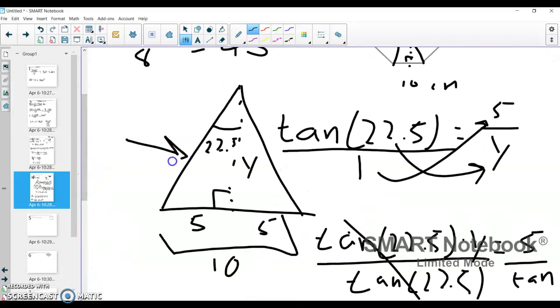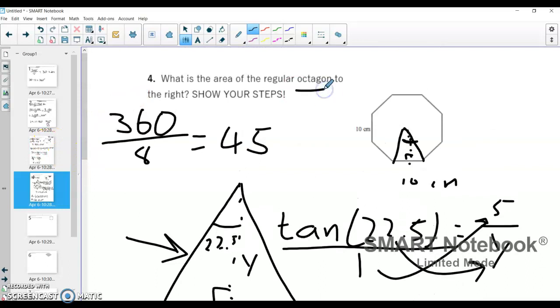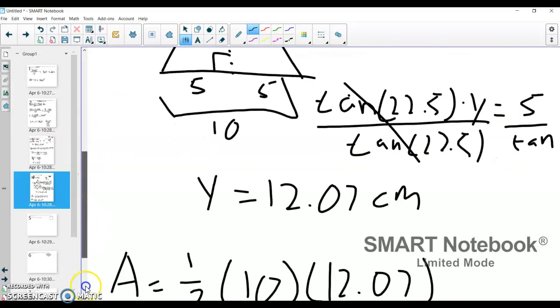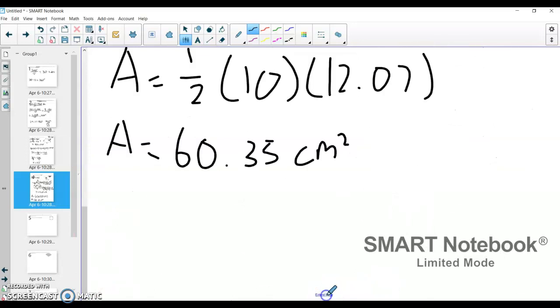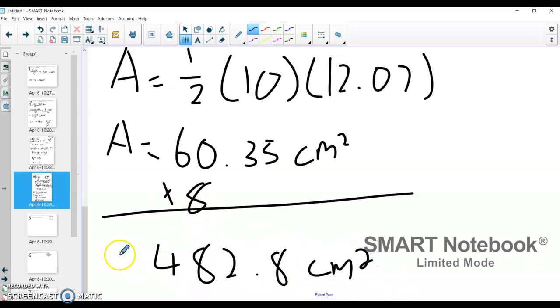Now that's just the area of this triangle. This is an octagon, which is made up of 8 of those triangles. And so I take my area here and I multiply it by 8, and I'll get my final answer. 60.35 times 8 gives me a total area of 482.8 centimeters squared. Okay.